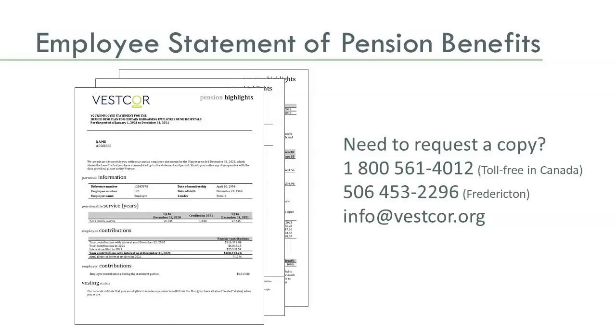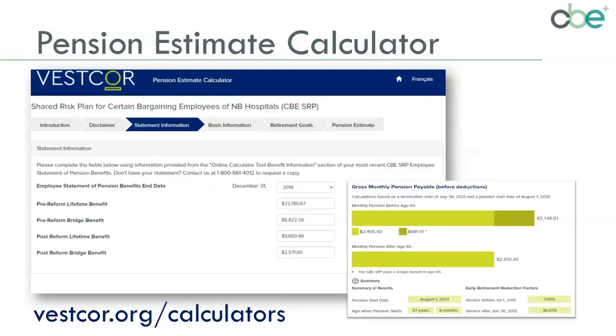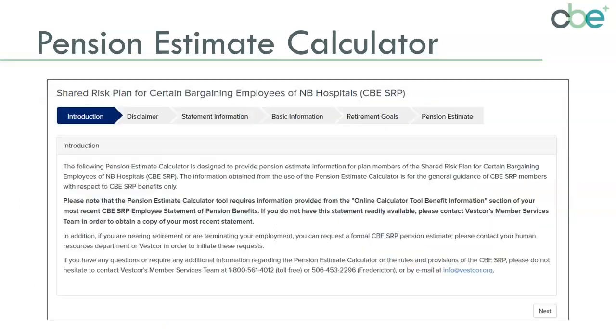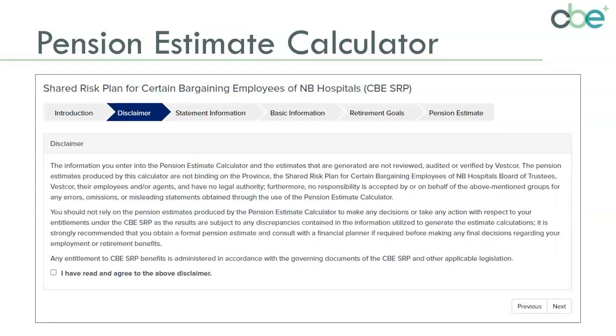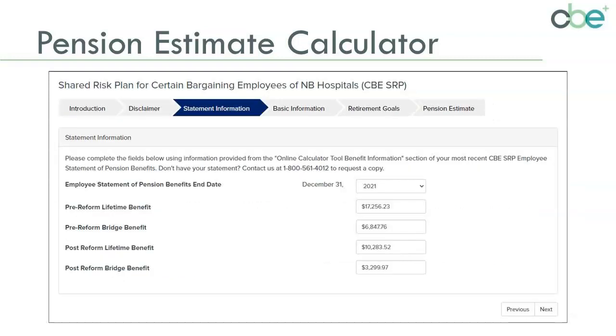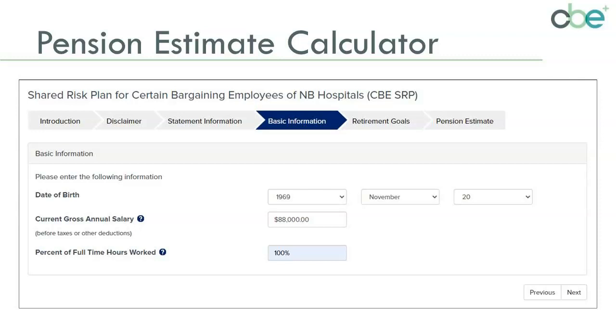If you don't have your most recent statement, please contact our plan service provider, Vescor, who will provide you with your most recent statement. To access the self-service pension estimate calculator, visit vescor.org/calculators. There are 5 steps to completing an estimate. First, there's an introduction which explains the purpose of the online calculation. Next, there is a disclaimer to read and agree to. The third step is where you input information specific to your CBE pension plan, as provided within your Employee Statement of Pension Benefits, along with some basic information such as your date of birth and annual salary.